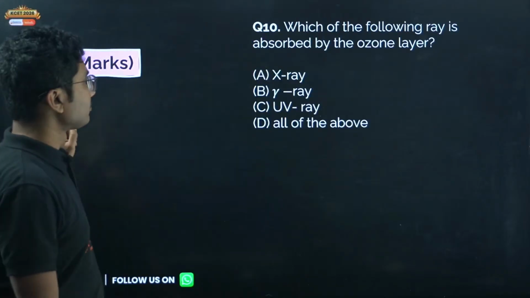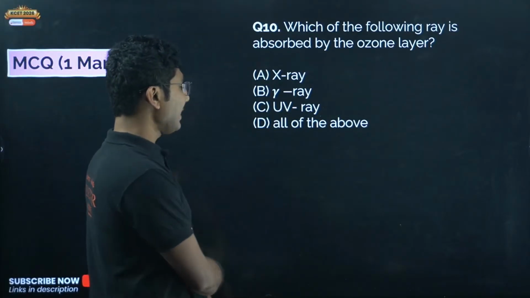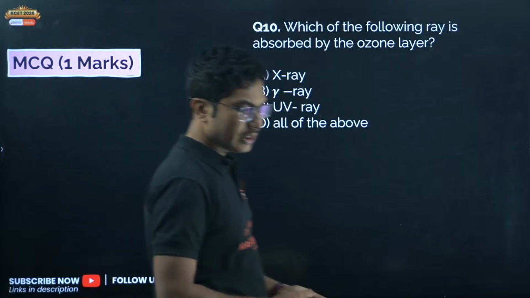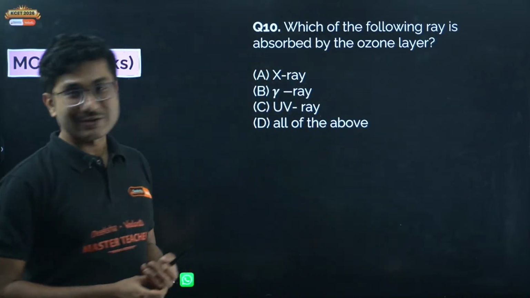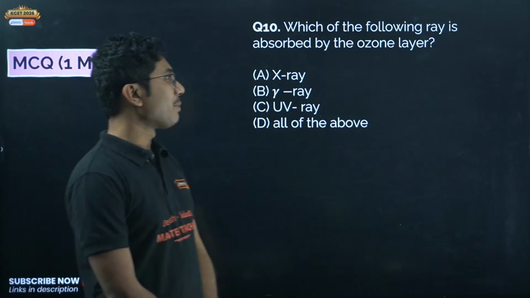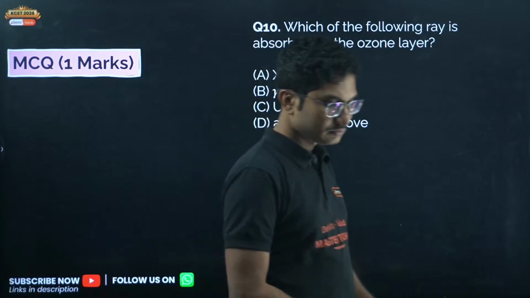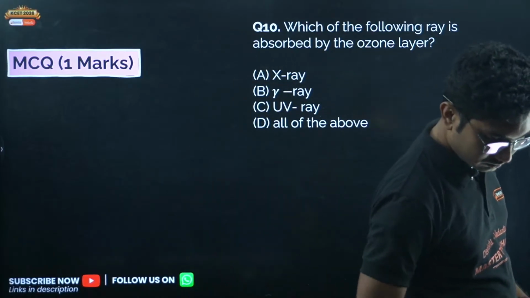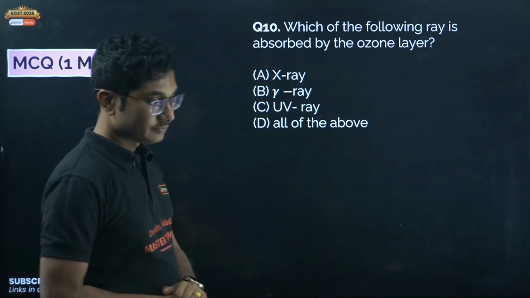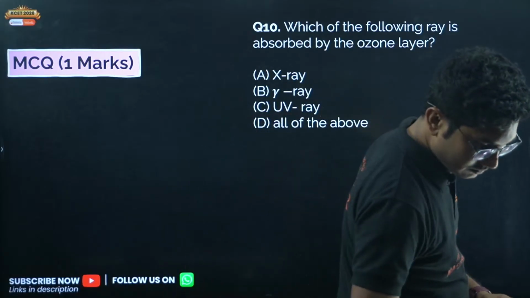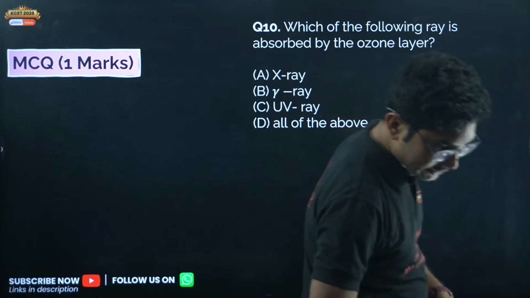Which of the following is absorbed by ozone layer? X-ray, gamma ray, UV ray, all of the above. Yes, Nagraj, 9A, Rukmini, both of you have answered correctly. Now answer this question. Which of the following is absorbed by ozone layer? X-ray, gamma ray, UV ray. Okay. Sorry, yes, 10C.